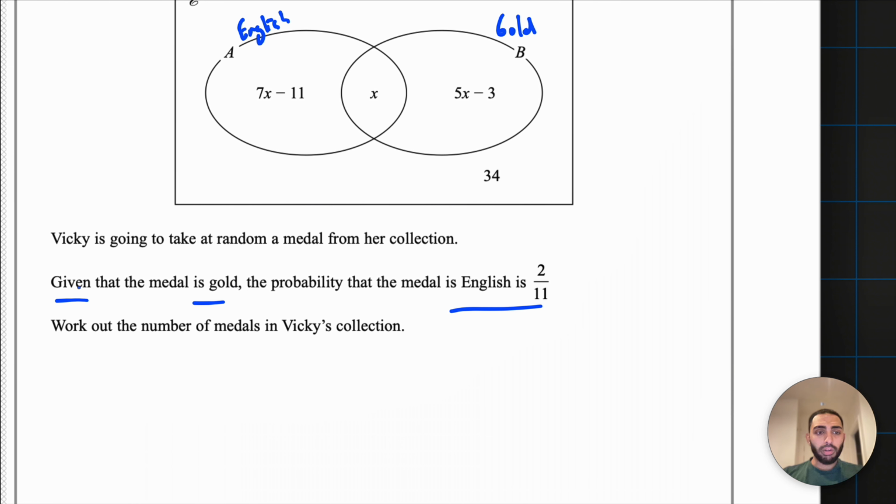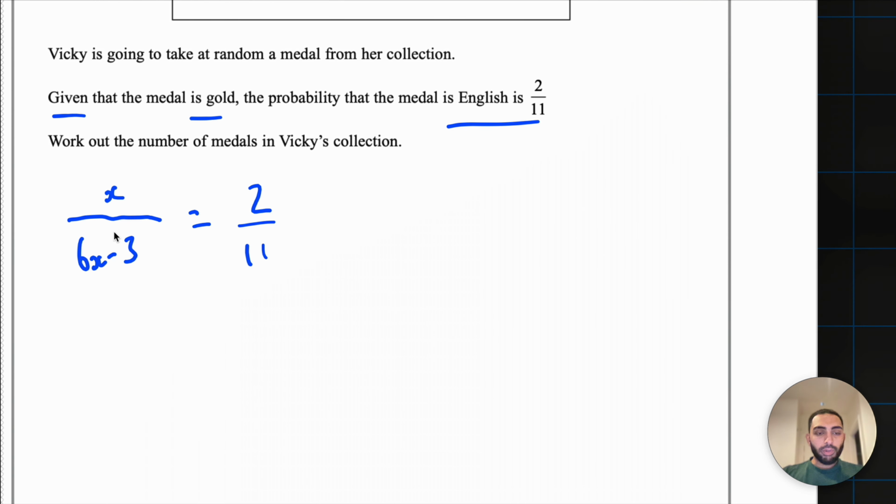So this part is the important part. Given that the medal is gold, tells me that my denominator is going to be all of the gold ones, so all of this section. So 5x minus 3 plus x would be equal to 6x minus 3. For the numerator, because we're looking for the probability that the medal is English, we're going to choose this x here, because this x is the English medals given that they are gold. So I'm going to put x as my numerator, and that will be equal to 2 over 11.